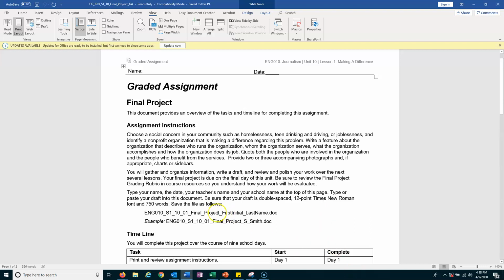What you're going to be doing is looking at a social concern in your community, such as homelessness, teen drinking and driving, joblessness, or something to do with animal shelters, things like that. You're going to identify a nonprofit organization that is making a difference regarding this problem.